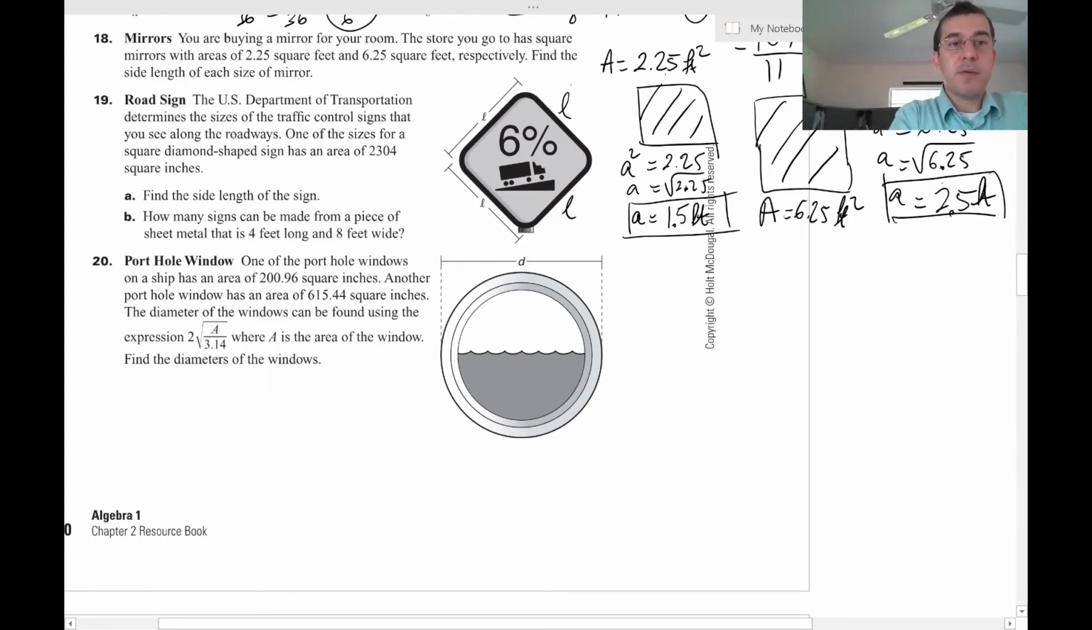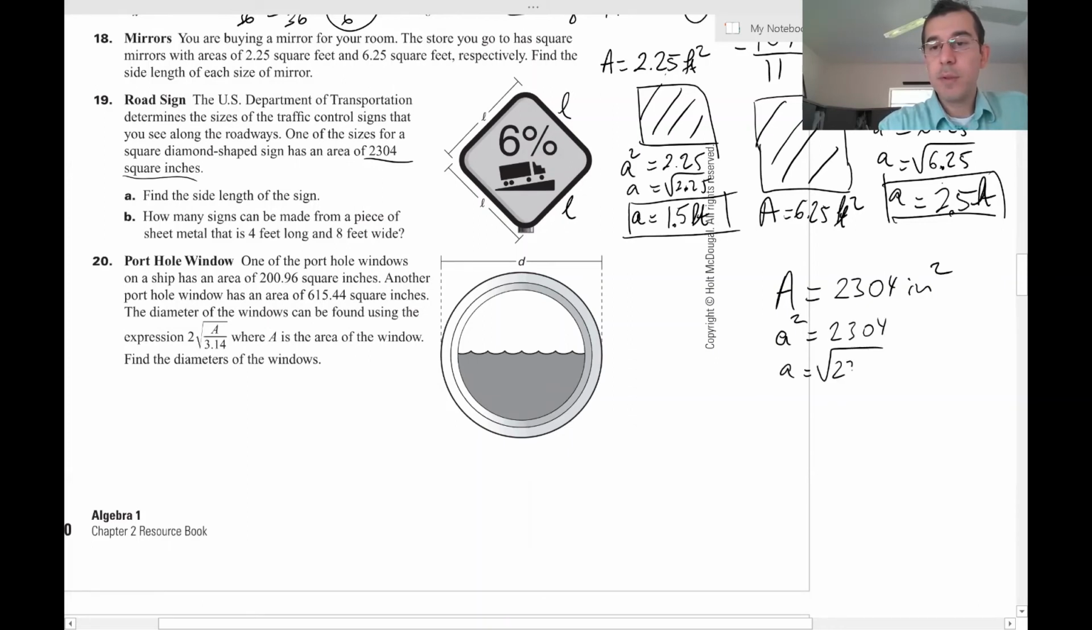It has an area of 2,304 square inches. So the area is 2,304 inches squared. Find the side length. So a squared equals 2,304, or just a is the square root of 2,304. Now, if you can use a calculator, you can just plug this in. But if you're not allowed to use the calculator, then we have to work out the square root of 2,304.